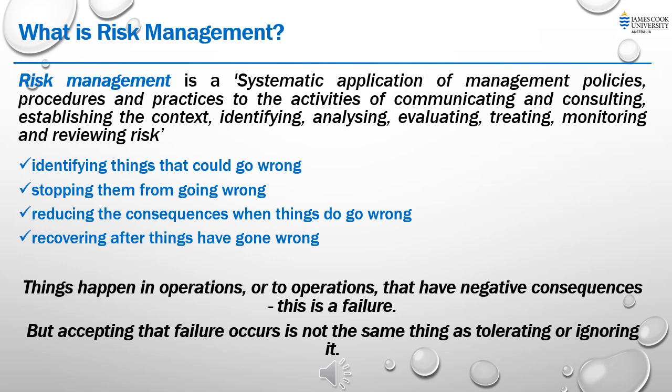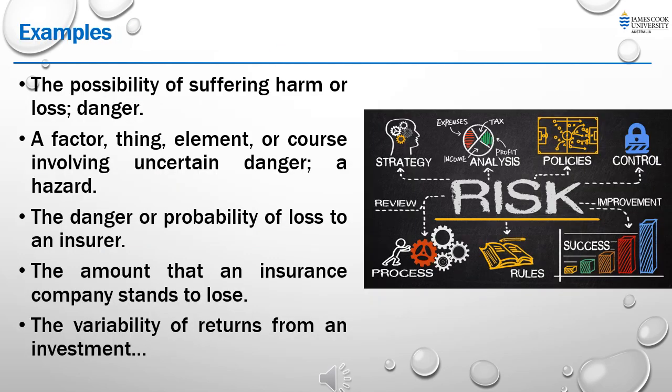Effective risk management can help organizations to identify potential threats, reduce the likelihood and impact of negative events, and improve decision making by providing more information about potential risk and their potential impact. Some of the examples are here: the possibility of suffering harm or loss, danger, a factor, thing, element, or cause involving uncertain danger, hazard, a danger or probability of loss to an insurer, the amount that insurance companies stand to lose, the variability of return from an investment. So these are just some examples of those risks.